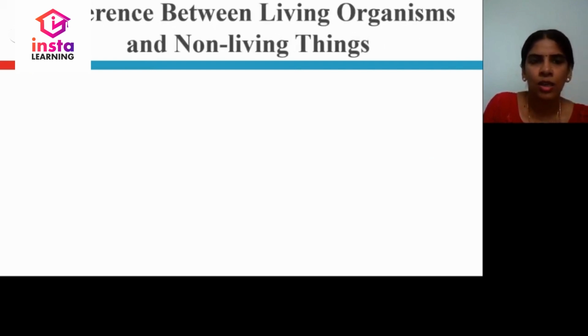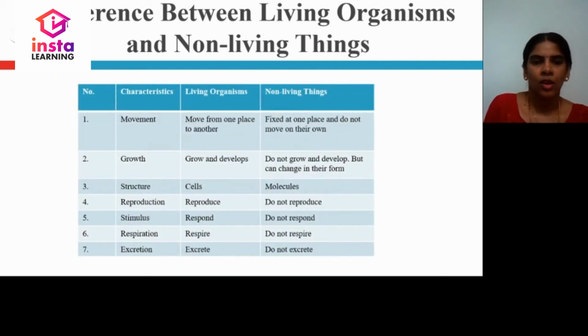Let us now learn the difference between living organisms and non-living things. When you take the characteristics, we know that living organisms will move from one place to another, or in the case of plants, the movement takes place not from one place to another, but towards a stimulus. Whereas non-living things are fixed in one place unless you move them.